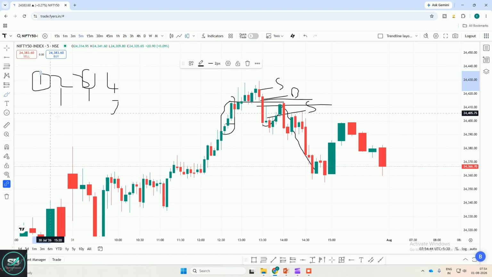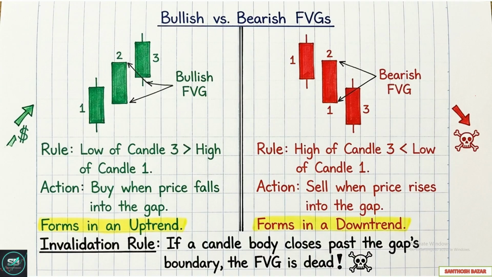If you understand this, then you will be able to trade FVGs properly and you will be able to capture good risk reward trading with these bullish and bearish FVGs. Hope you understood this now. Bullish FVG and bearish FVG. And what is that filter we'll be using? Suppose here is a bullish FVG, it is formed.